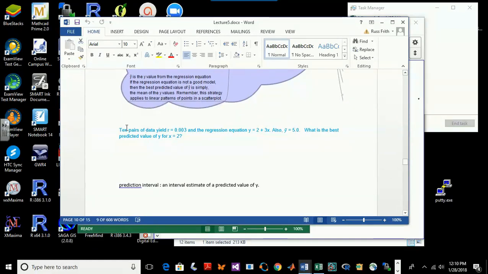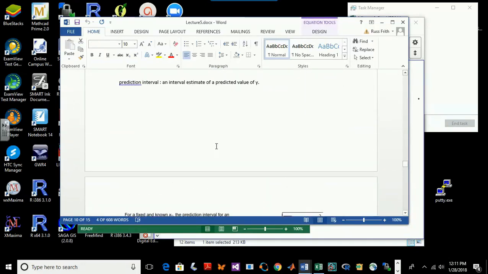For instance, 10 pairs of data yield a very poor linear correlation coefficient of 0.003 for this regression equation, and the average y value is 5. What is the best predicted value of y for x equals 2? Since this equation does not have a strong linear correlation coefficient, you cannot take 2 and plug it into the equation and get 8 as your predicted value for y. No, you have to use the average y value of 5. So the answer is 5. Okay, so let's analyze prediction intervals.